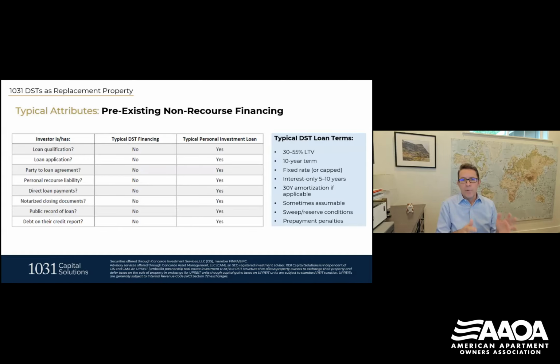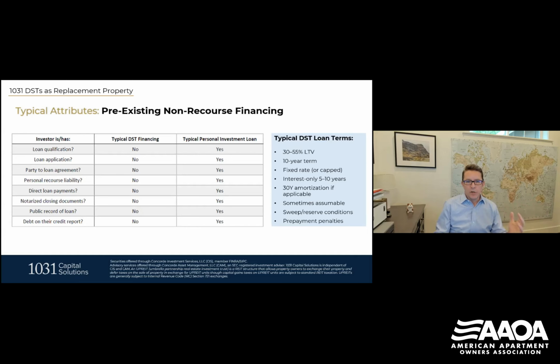I touched on this earlier, but it's important to understand how unique the debt structure is in these programs compared especially to traditional real estate financing. Again, these properties have non-recourse financing already in place between the trust and the lender before the first investor subscribes to the offering. So for you, the investor, there's no loan qualification, no application, the bank doesn't know who you are, there's no personal liability, no loan payment responsibilities, no notarized closing docs, no public record tying you to the loan, and no longer an item on your credit report. And yet, you are able to replace your existing debt for 1031 exchange purposes.